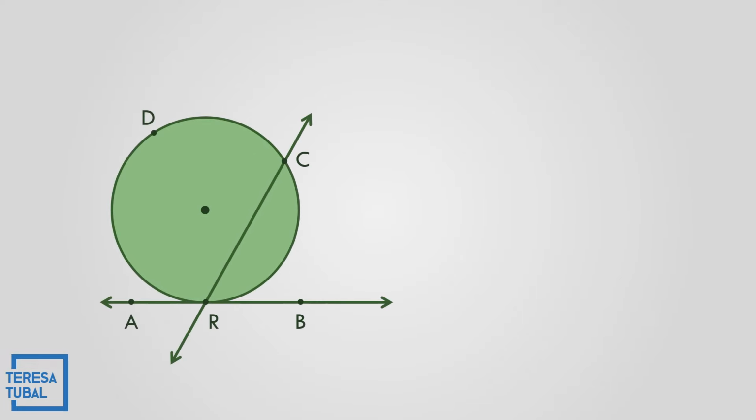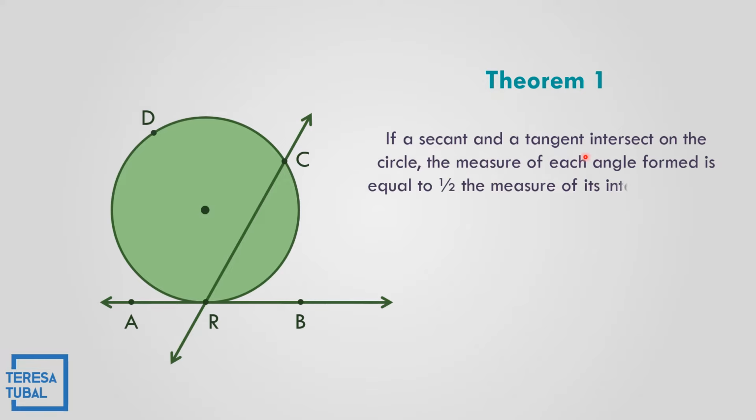As you can see in the figure, we have the secant line, that is line RC, and a tangent line, that is line AB. In theorem number 1, if a secant and a tangent intersect, so this one intersects at point R on the circle, the measure of each angle formed is equal to 1/2 the measure of its intercepted arc. So the formula is like the inscribed angle theorem. So it means the measure of the angle CRB is equal to 1/2 the measure of the arc CR.